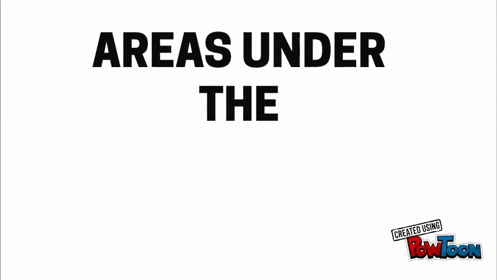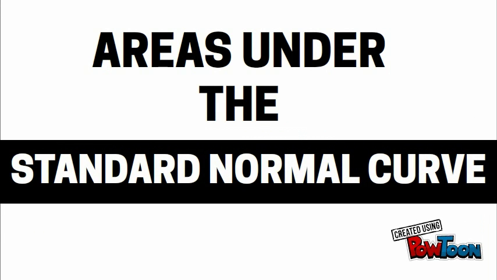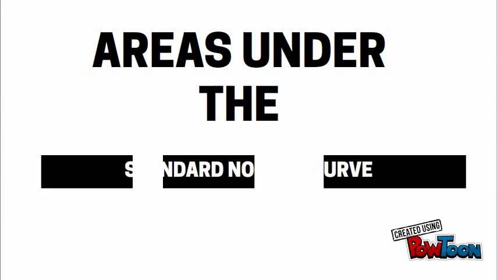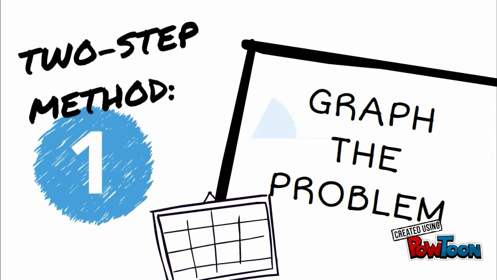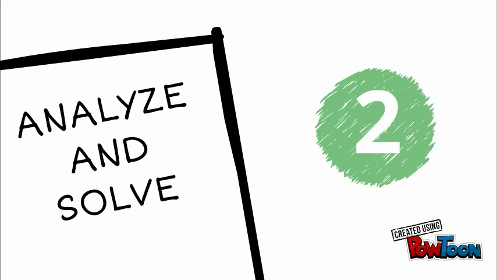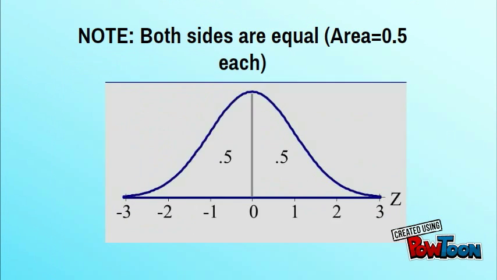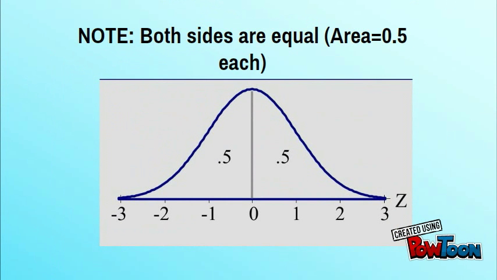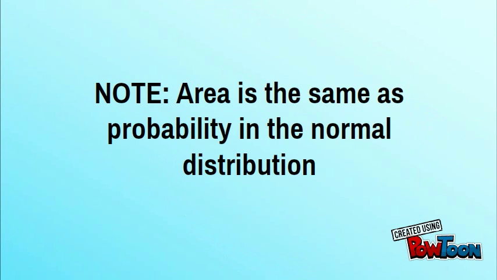Now, we'll try to find areas under the standard normal curve. Along the way, we will use a two-step method. Step 1, we will graph the problem. Step 2, we will analyze and solve the problem. Again, I have to note that because the normal distribution is symmetrical, we know that the area above the mean and the area below the mean are both equal to 0.5. I also have to note that area is the same as probability.